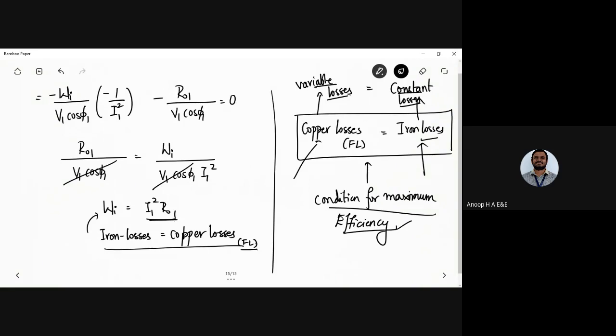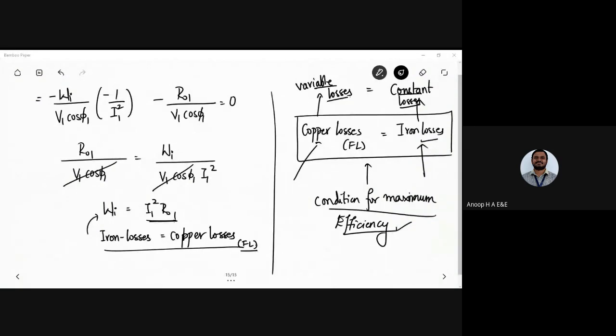How would the question be? That would be: derive the condition for maximum efficiency in case of a single phase transformer. Or: at what condition will we have the constant losses equal to variable losses, derived with suitable equations. So we can expect such derivations for 6 marks or 7 marks. Any doubts up to this point?